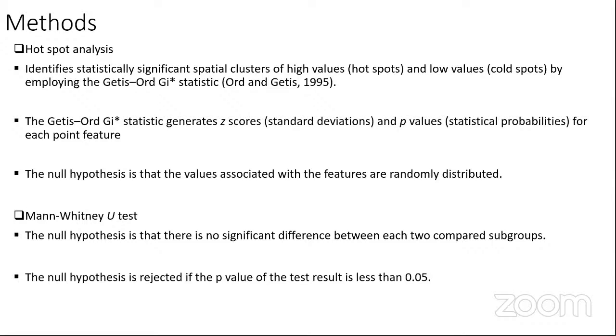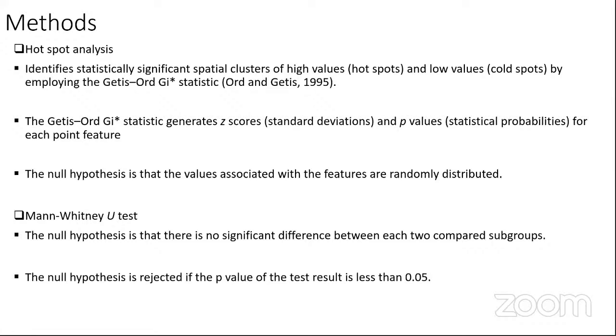So it generates the z-score and also the p-value for each point feature, which can indicate whether the moisture associated with a given point feature is statistically clustered compared to the moisture in neighboring point features, as well as the moisture across the entire analysis domain. So the larger the z-score, the more intense the clustering of the value.